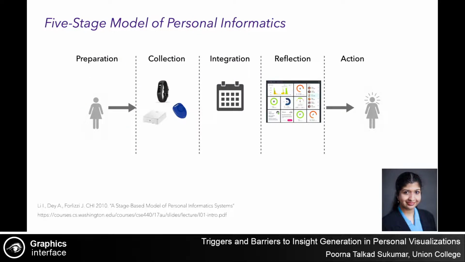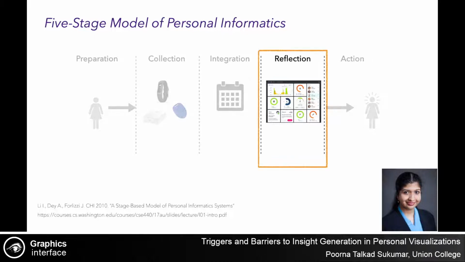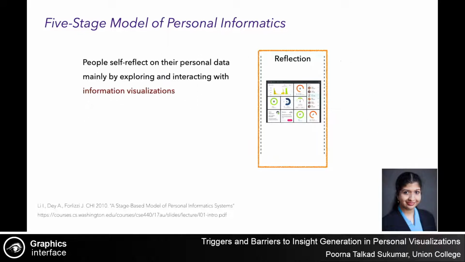Lee et al. define personal informatics systems as consisting of 5 stages, namely preparation, collection, integration, reflection, and action. And we are interested in the reflection stage. And it is in this stage where people self-reflect on their personal data, and this is mainly achieved by exploring and interacting with information visualizations.